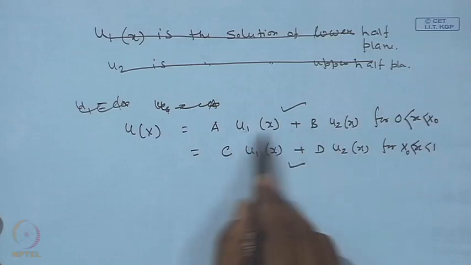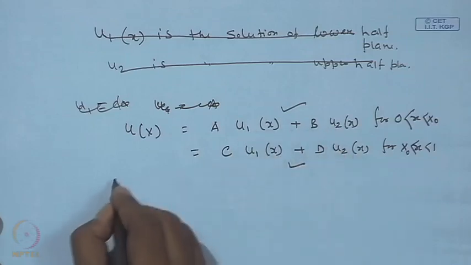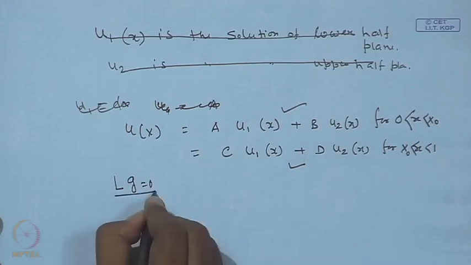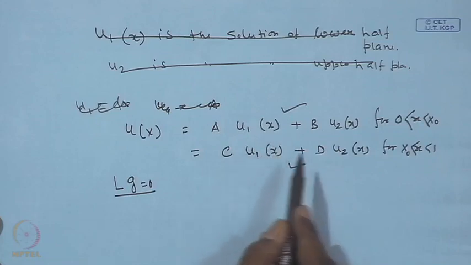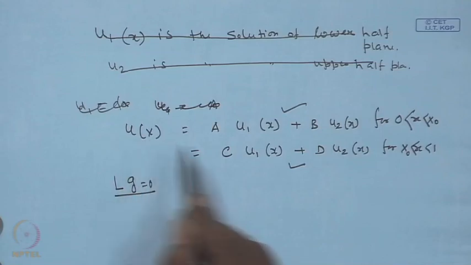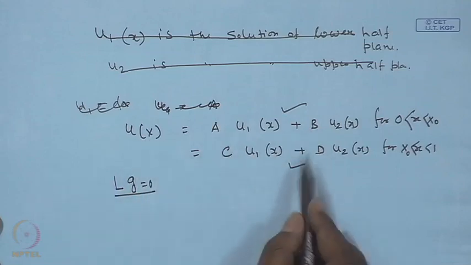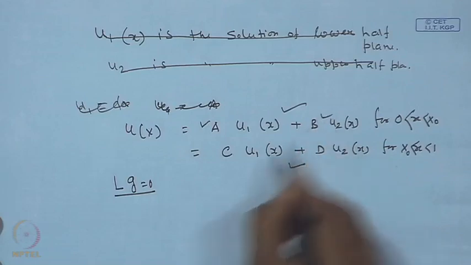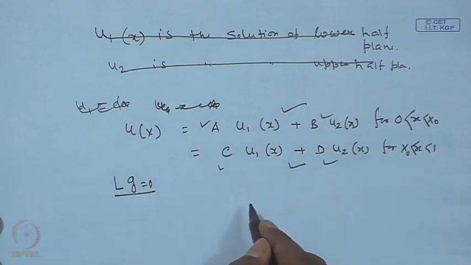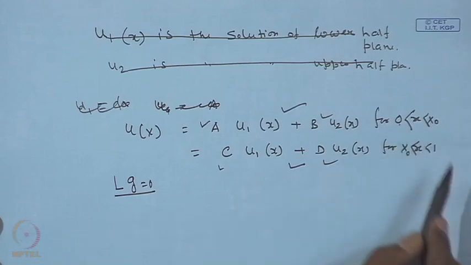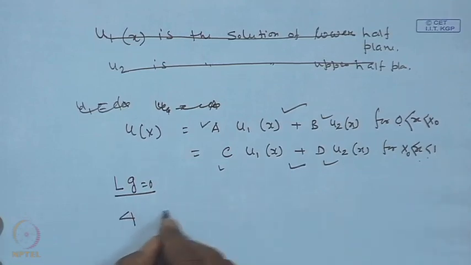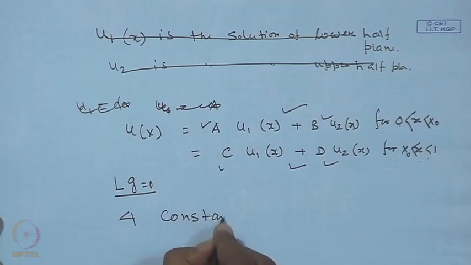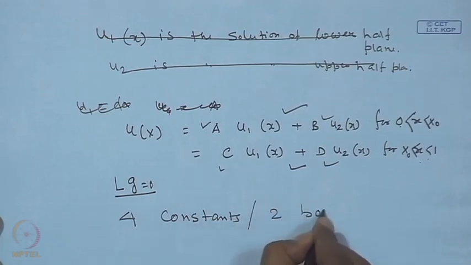And what are this u1 and u2? u1 and u2 are basically solutions of L of g is equal to 0. So, the general solution you will be getting has two parts u1 and u2, only the constants will be varied. So, therefore, you will be having 4 constants a, b, c, d, and you need to have 4 boundary conditions to be specified. We have the boundary conditions specified at x is equal to 0, we have the boundary conditions specified at x equal to 1. So, 4 constants and we have 2 boundary conditions.